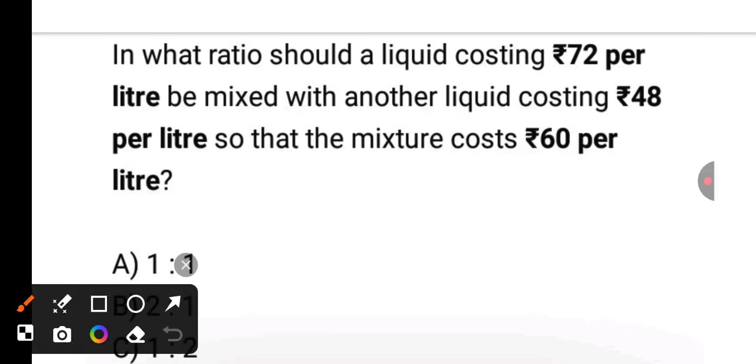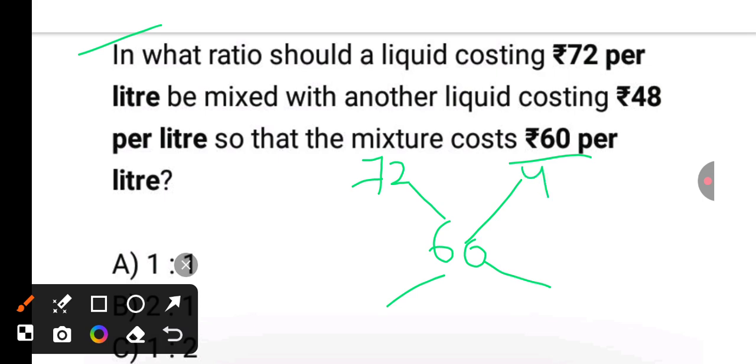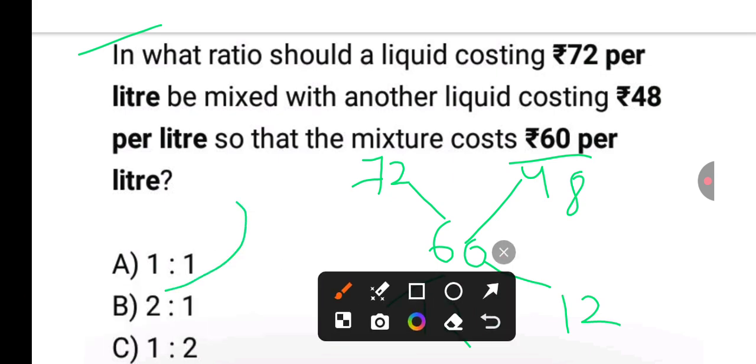Next, alligation and mixture again. Here the mixture is 60. One is 72, another is 48. 72 minus 60 is 12. 60 minus 48, again it is 12. The ratio is 1:1.